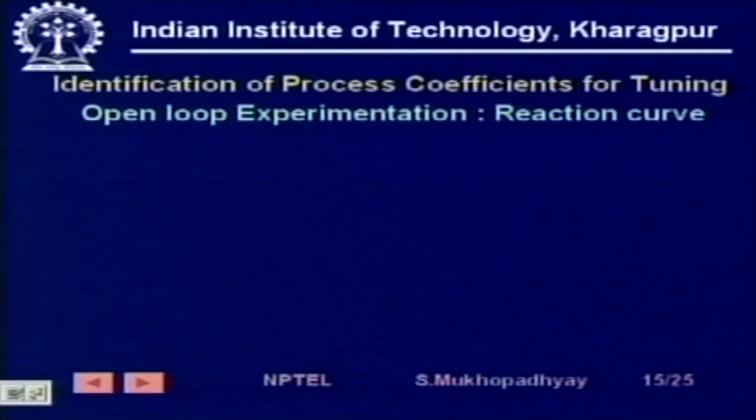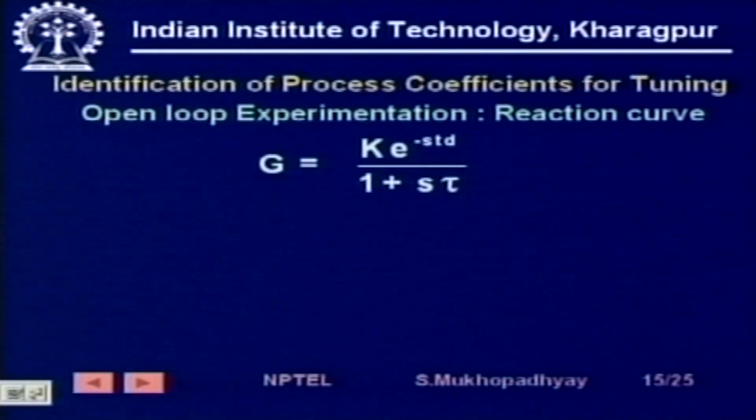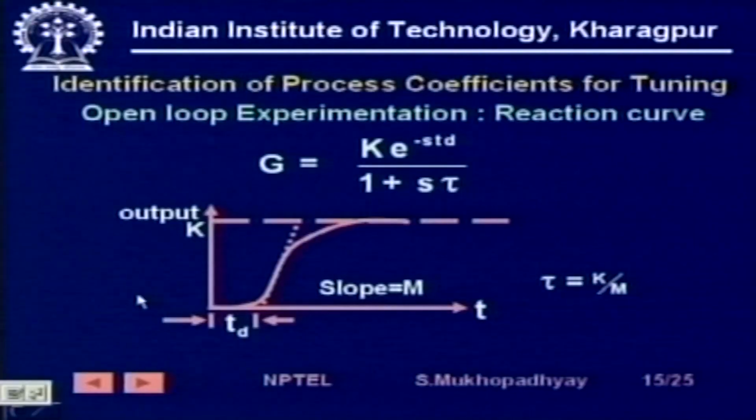For example, a very popular way of open loop experimentation is the reaction curve. That is, you take the open loop plant, which is assumed to be of this shape, but this form is not used directly in the experimentation. So, you do a step response experiment. This is for the open loop plant, and the output is going to rise like this.